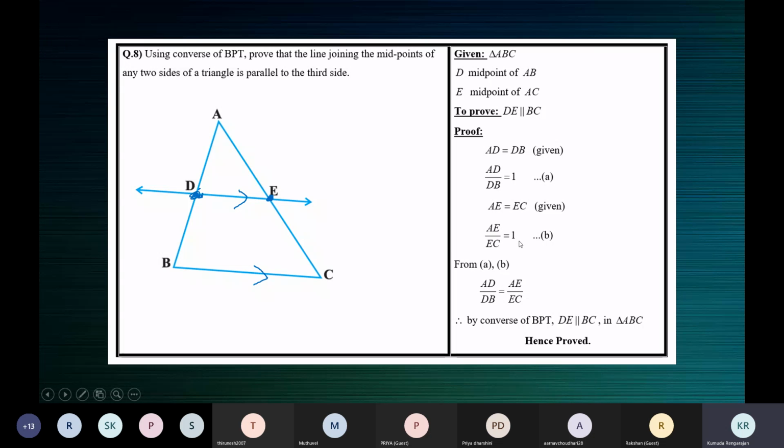This ratio is also equal to 1. This one is equal to 1. This is also equal to 1. That means these two are equal. That means AD by DB is equal to AE by EC.